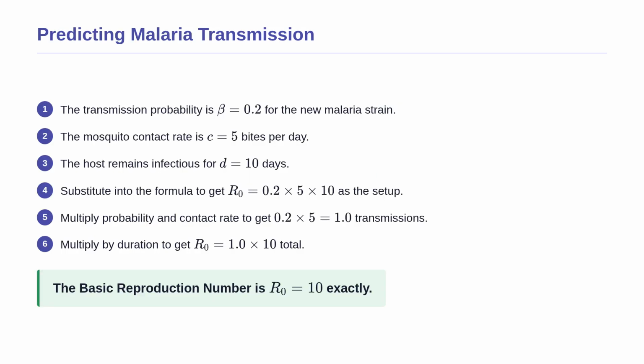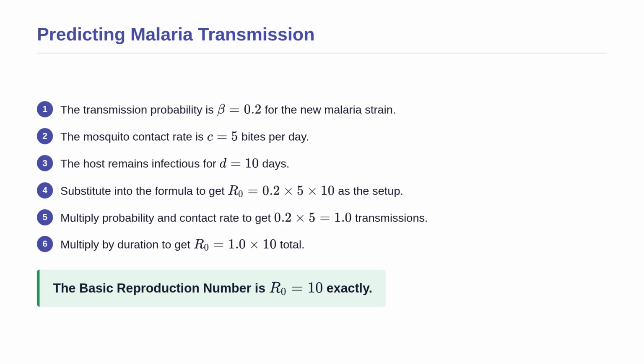Let us apply this predictive formula to a real-world scenario involving malaria. We are given a transmission probability of 0.2, a contact rate of 5 bites per day, and an infectious duration of 10 days. We are asked to calculate R0 to determine if an epidemic will occur. We use this formula to combine biological infectiousness with behavioral contact rates.